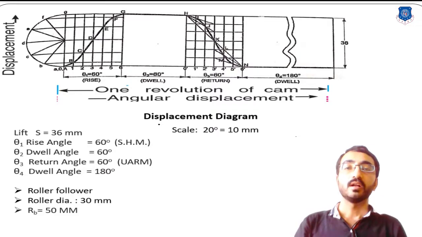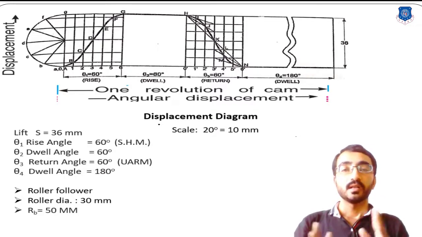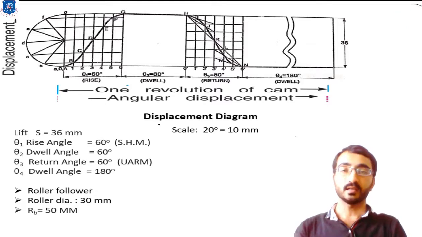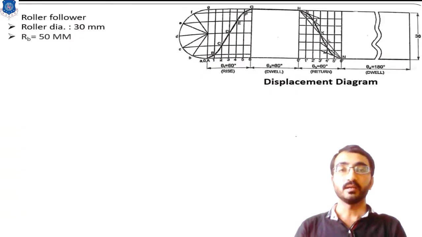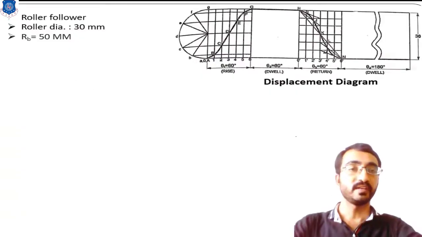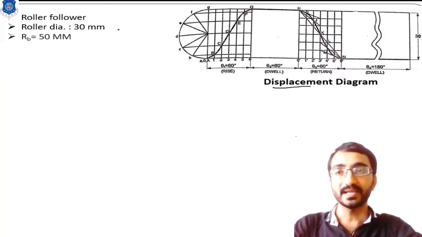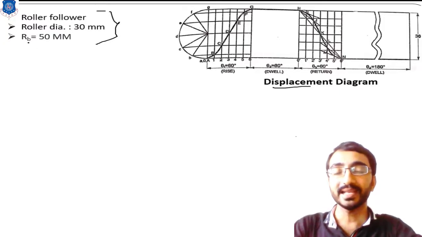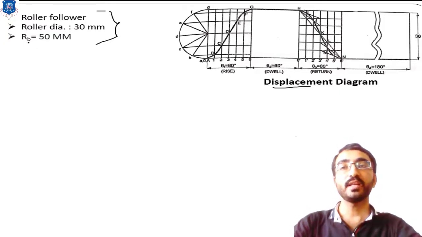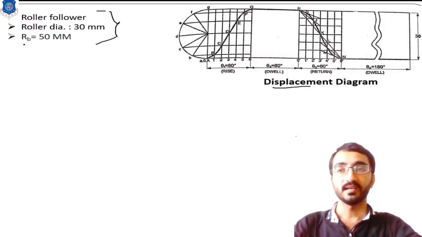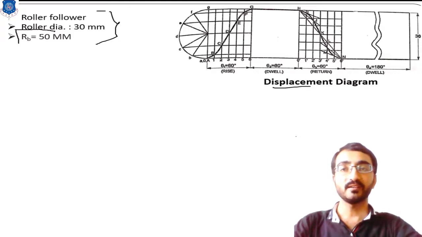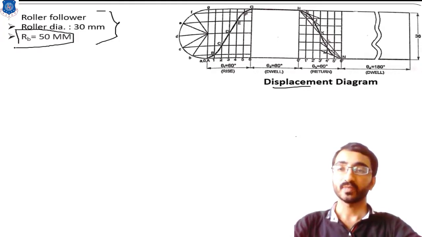Okay, now with the help of the displacement diagram, we can plot the cam profile. So let's proceed to the cam profile. In the cam profile we are very much aware that we need the displacement diagram and the basic data. So over here, the first data required for the cam profile is the radius of the base circle, or we can say the smallest circle of the cam. Over here it is given as a radius of 50 mm.